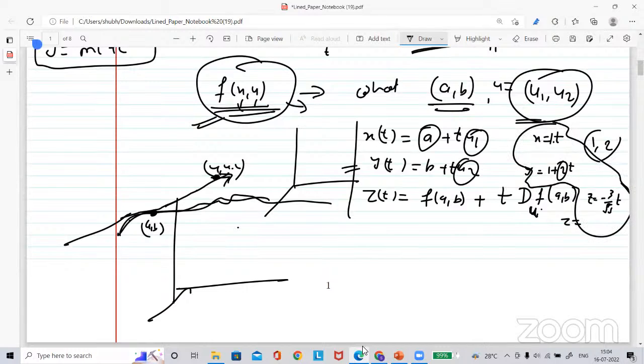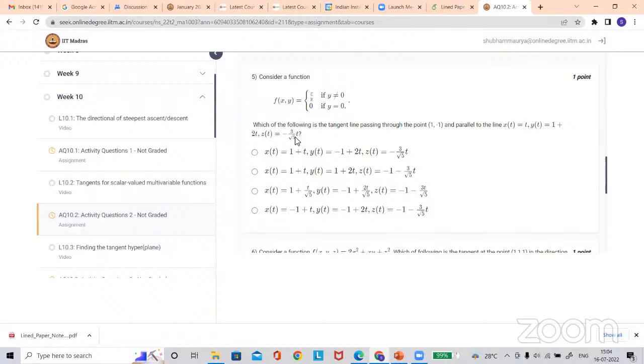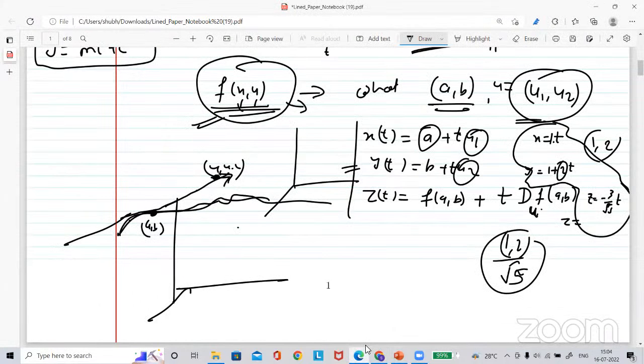This is the direction. Change it to a unit vector. This is going to be the unit vector over root 5. Once you got the direction, change it to a unit vector. Now your question is to find the tangent line at this point parallel to this. That means you already got the direction of this line. If this is the direction of that line, parallel means your direction will still be the same. That's why you are making it a unit vector.